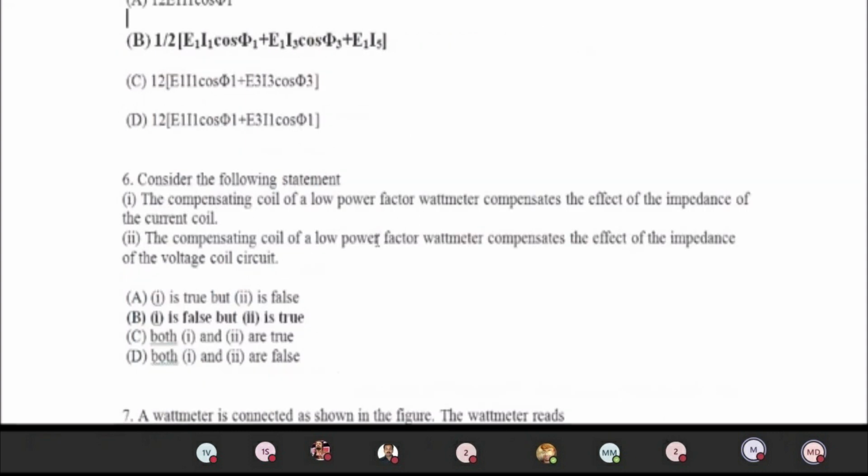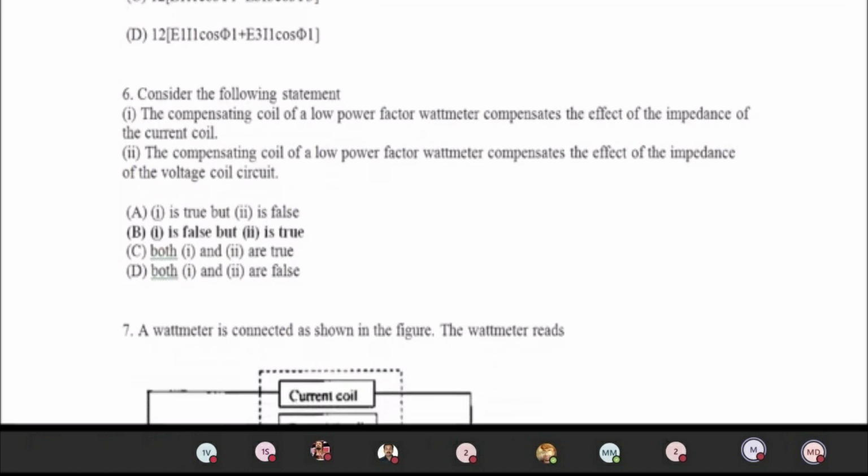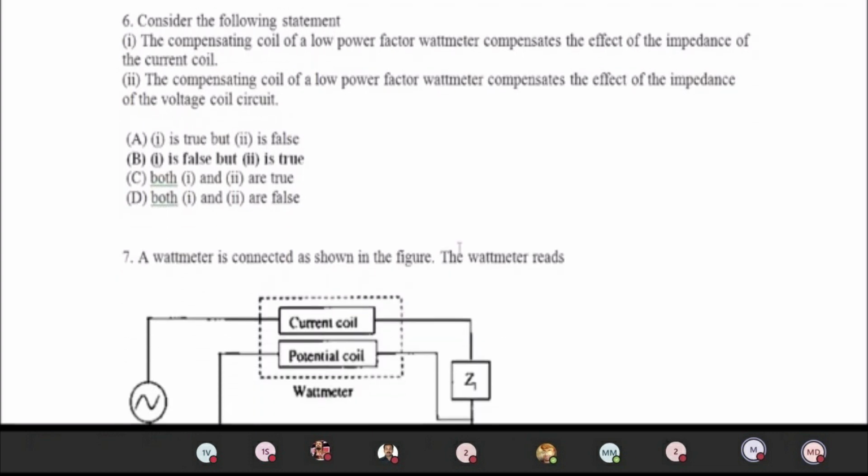Okay, just skip it. We can go to the next question. If possible, in the next session I will show the question with the circuit diagram. And again the general question.